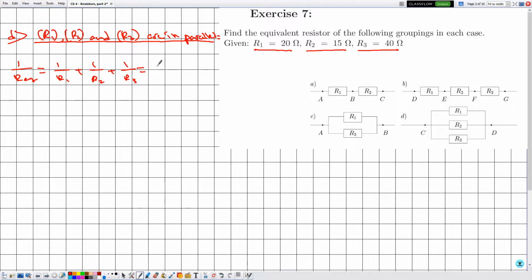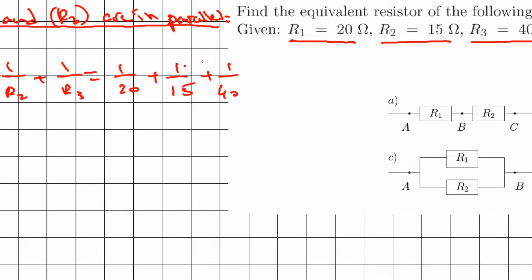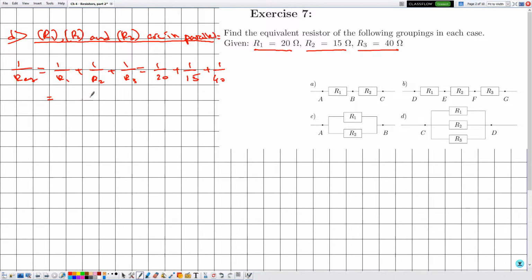The value of R1 is given by 20, so 1 divided by 20 plus 1 divided by 15. And the value of R3 is given by 40. Now here we are adding three fractions. We need to consider the common denominator and simplify it, or we can simply plug this expression on the calculator and it's given by 17 over 120. Notice that in this case we didn't determine R equivalent, we determined 1 over R equivalent, which is given by 17 over 120.